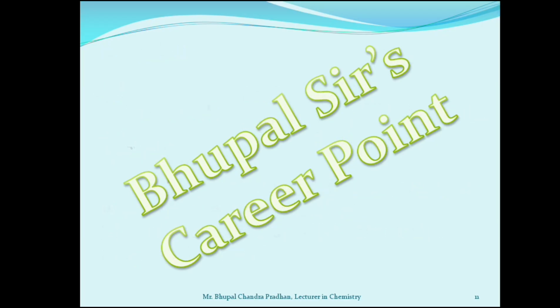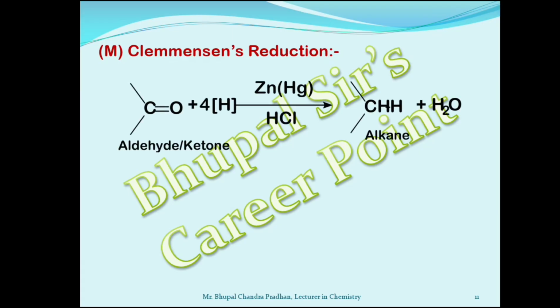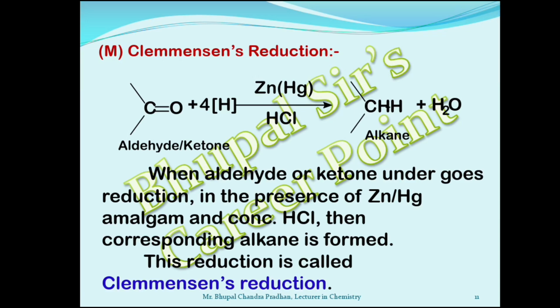Now, let us come to Clemmensen's reduction. A very important point. What do you mean by Clemmensen's reduction? Now, when an aldehyde or ketone undergoes reduction with zinc amalgam and concentrated HCl, then the corresponding alkane is formed. In the statement we have to write down: when an aldehyde or ketone undergoes reduction in the presence of zinc amalgam and concentrated HCl, then the corresponding alkane is formed. This reduction is called Clemmensen's reduction.